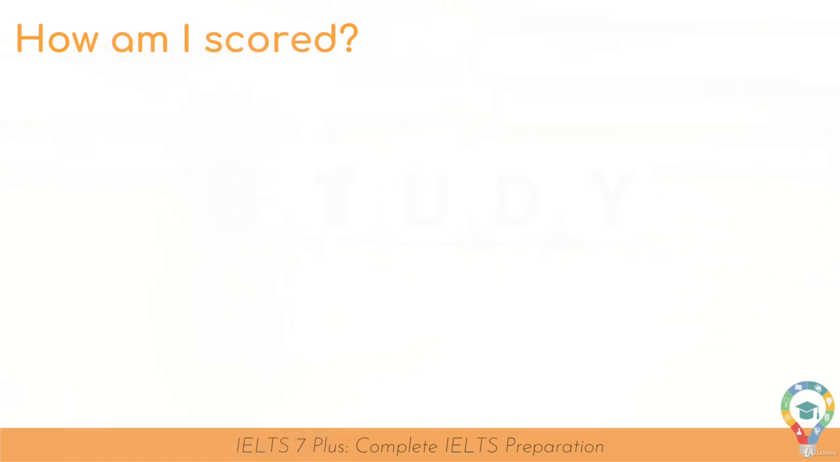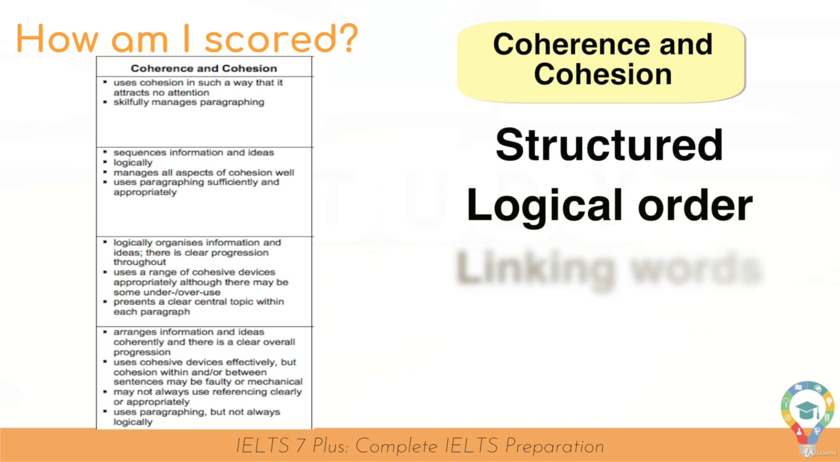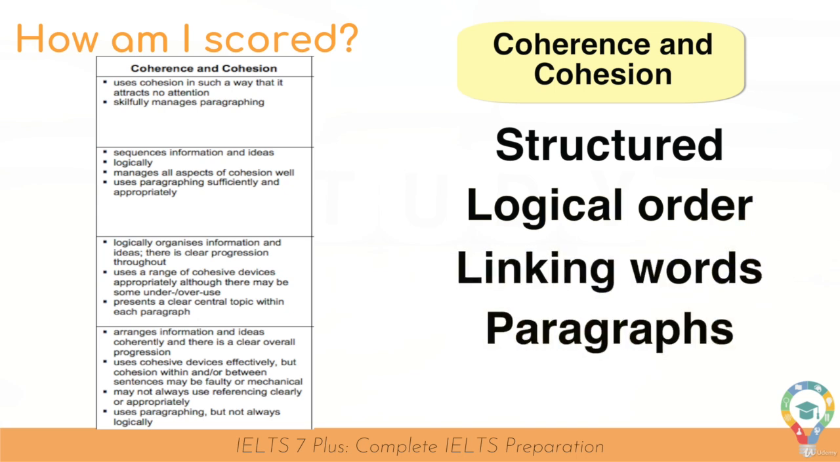The second band descriptor is coherence and cohesion. To score highly here, you need to logically organise your essay. That means you can use the 4-step structure which I briefly showed you in the last lesson to help present and organise your essay. It's really important to remember that each paragraph has one big idea. For example, in your supporting paragraphs, you wouldn't want to write an argument for and against something in one paragraph. Try and stay focused and organise your ideas simply.